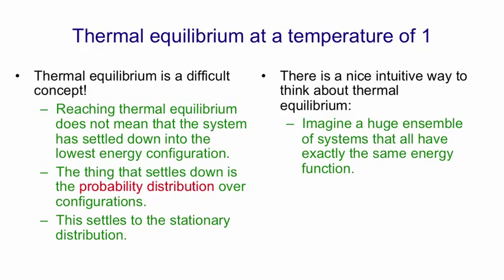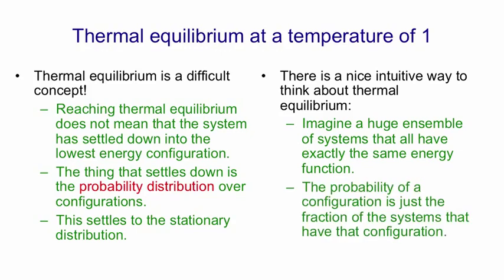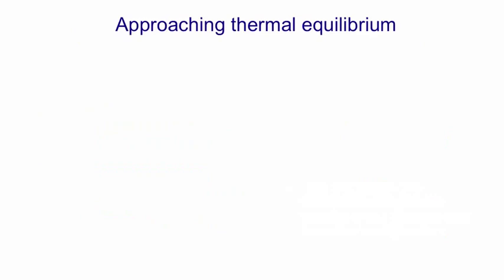So imagine a very large number of stochastic Hopfield nets, all with the same weights. Now in that huge ensemble, we can define the probability of a configuration as the fraction of the systems that are in that configuration. So now we can understand what's happening as we approach thermal equilibrium.